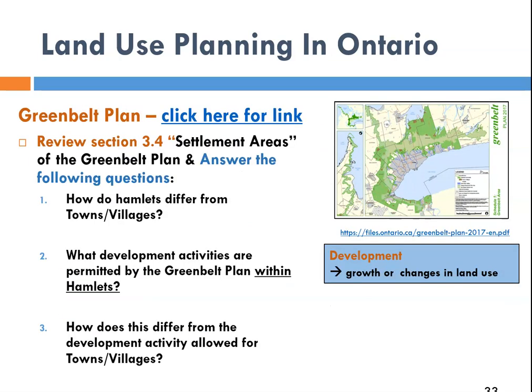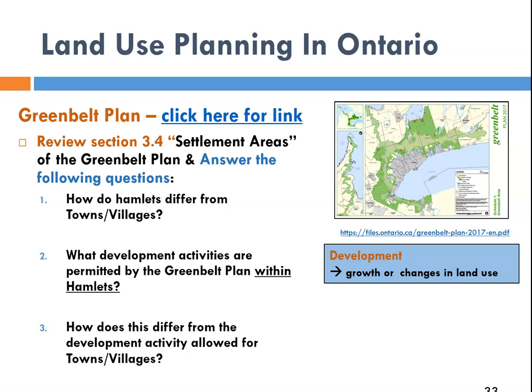So we are going to have a look at the Greenbelt Plan. Again, either you've already opened up the PDF document, or you can use the link that's included here. And I want us to go in and have a review of section 3.4. And here it's going to establish the types of development that can happen in these different development areas.